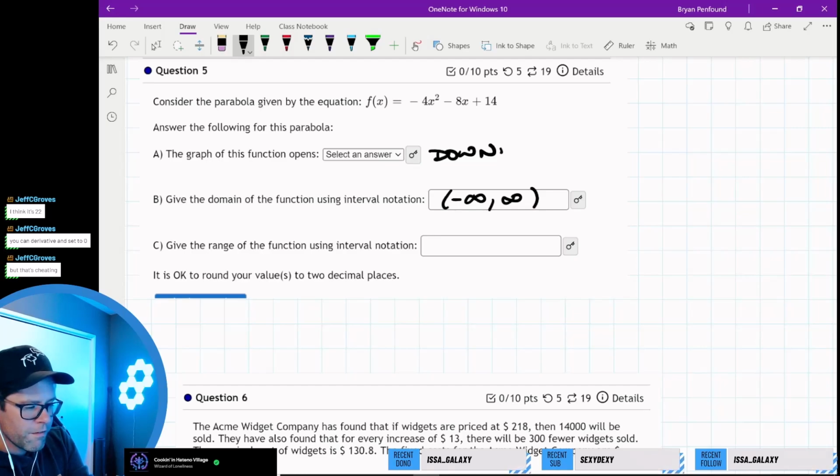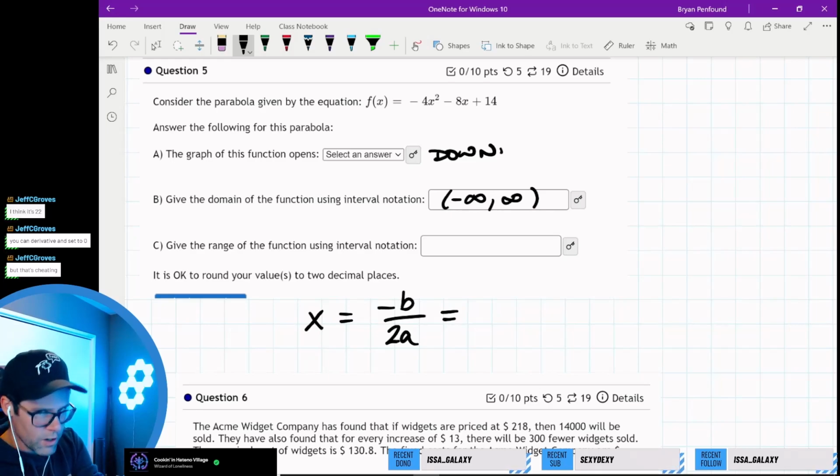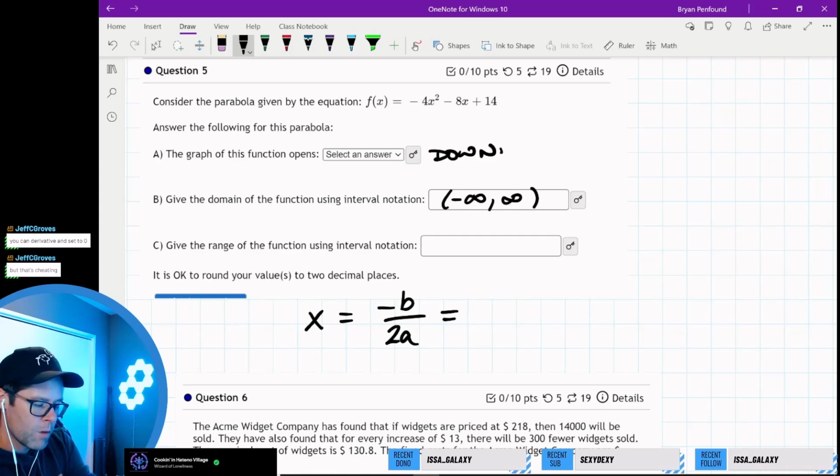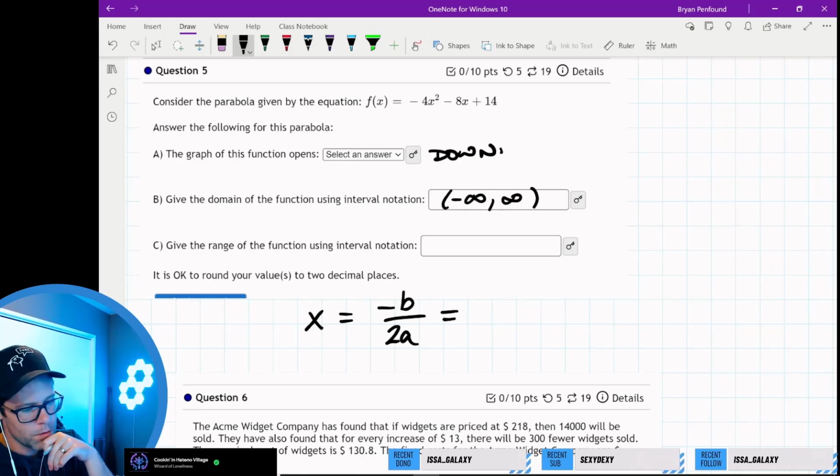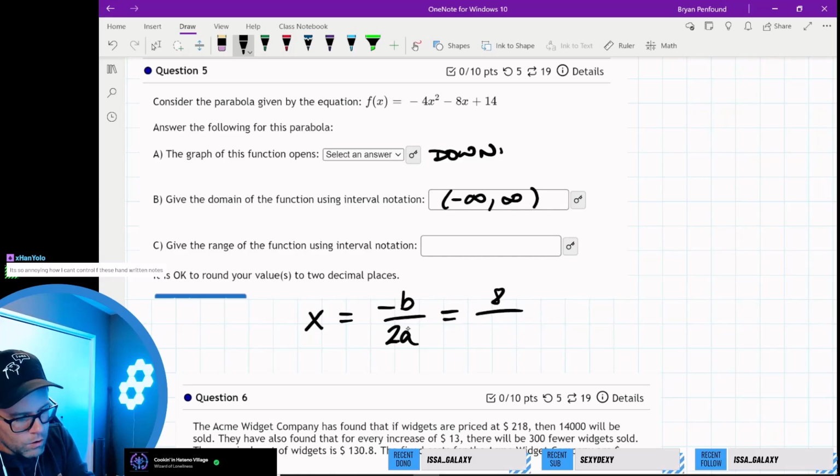Can we use Fem's idea that the maximum should occur at -b over 2a? I'm mostly saying that because I'm not sure if my students are going to have access to the derivative quite yet. But they should have a formula that gives them access to the x and y coordinates of the maximum or minimum point. So in this case, we could take 8 over 2a, which is 2 times -4, which is -8. I see. So this is how we get that x coordinate of the maximal value.